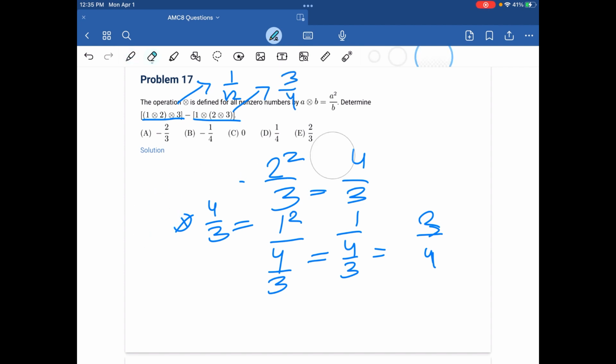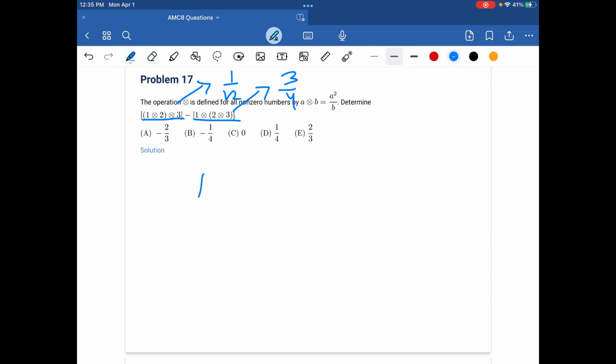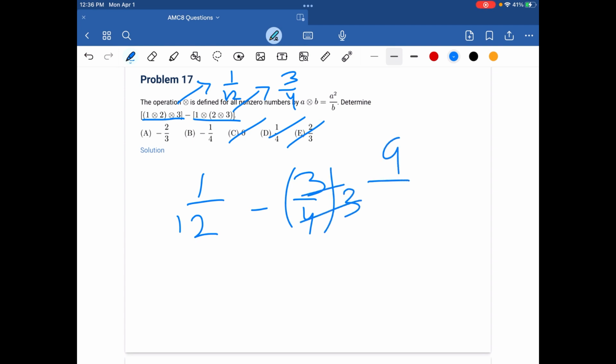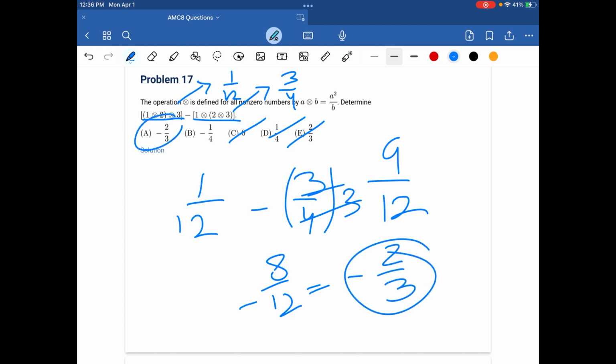So our final equation is just 1/12 minus 3/4. Now this immediately crosses out C, D, and E because this is obviously going to give a negative number since 3/4 is greater than 1/12. And so we can find a common denominator, and the common denominator is 12, so we can multiply this by 3 and get 9 over 12. So then 1/12 minus 9/12 is negative 8/12, or negative 2/3. So our answer is A, negative 2/3.